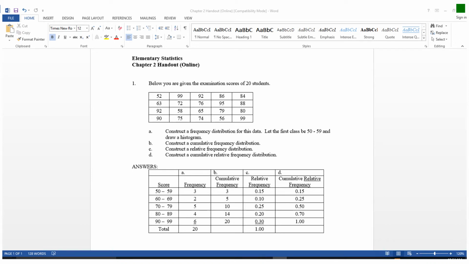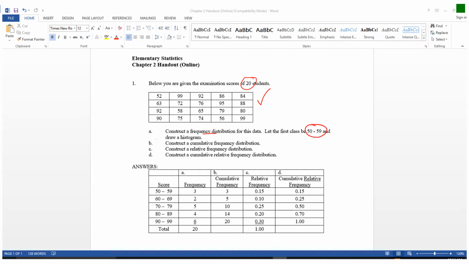Okay, I came up with a handout to just kind of go through a frequency distribution. On this one, notice I've already given you the answer right down here. I don't want you to just look at the answer, but the idea here is it looks like we've got an examination. There's 20 students, and of course this is just random order. And look at the instructions, they want you to do a frequency distribution.